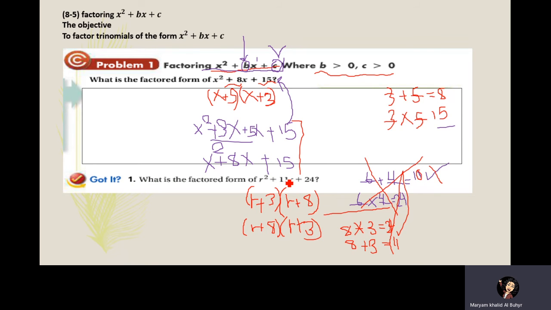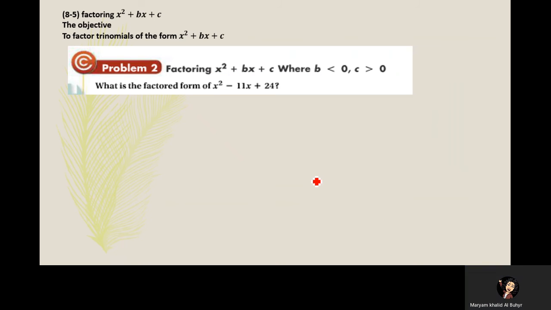Think about two numbers. Once you add them, you will get the number that you have here. Once you multiply them, you will get the number that you have here, which is the last one, without a variable beside it. Before I give you more exercises, let me show you something like this. It's exactly the same as what we did, but the only difference is that we have a negative sign. So what should we do to find this one?